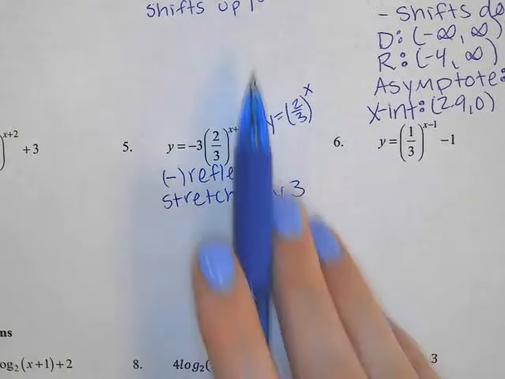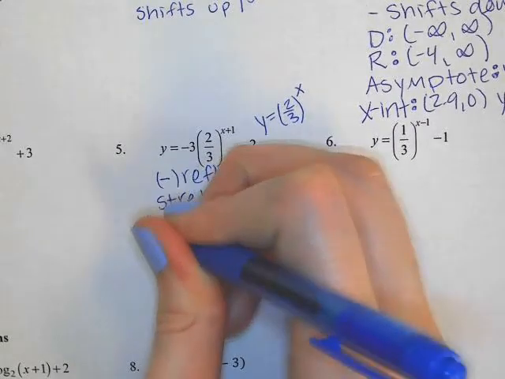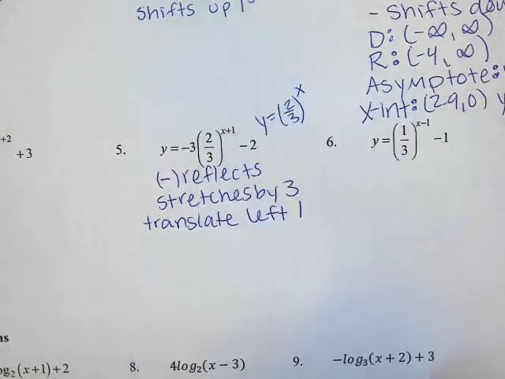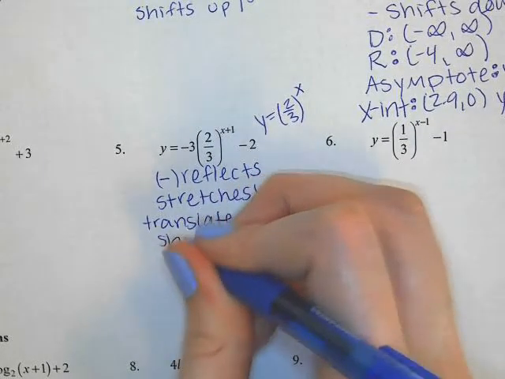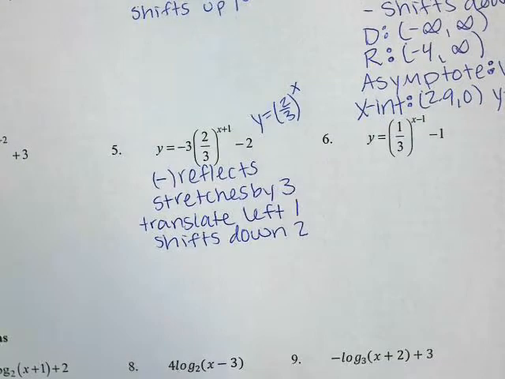Okay, last 2. The h value says plus 1, so what does that do? Left 1. And then minus 2 is your k. Shifts down 2. All right, so we good at identifying transformations for exponentials.